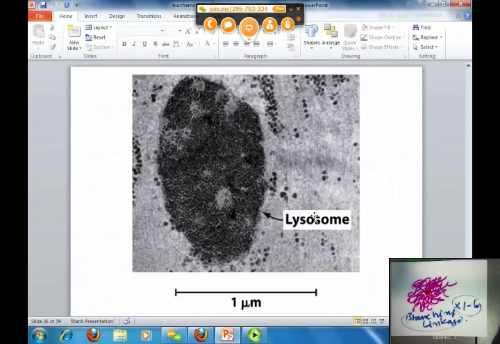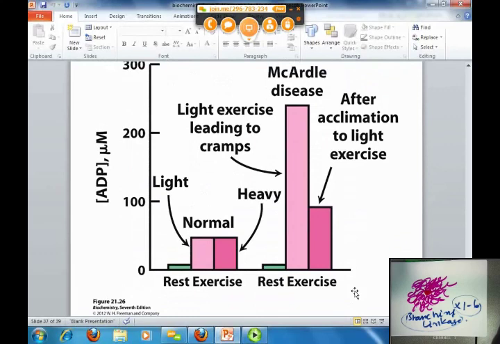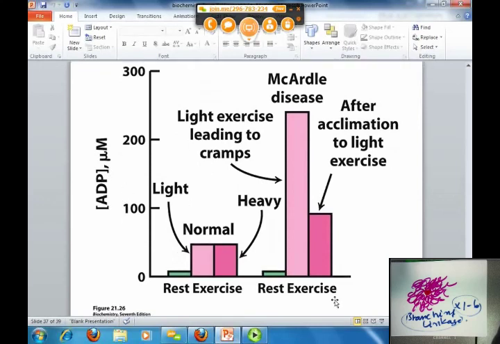So glycogen storage disease has 8 types, and these are the affected organs and clinical features, which should be remembered. And this is a lysosome, and when you see the glycogen stored there, you can see the granules of the lysosomal storage disease. And then ADP at rest and with exercise, normal and heavy exercise: how much ADP is produced in McArdle disease with light exercise, during muscular cramps, and after acclimation to light exercise. These are graphical representations of ADP in micromolar concentration.